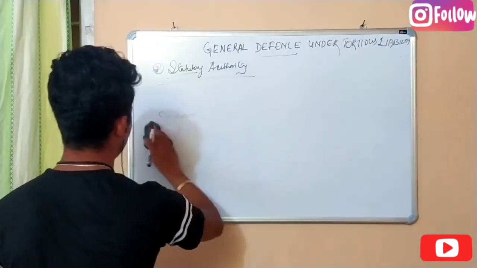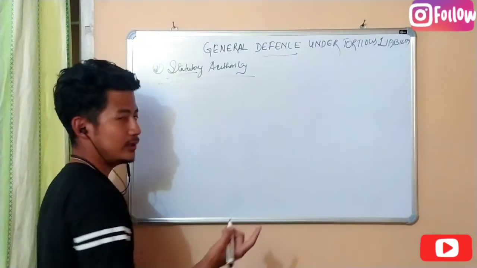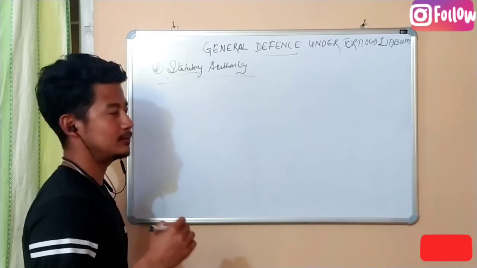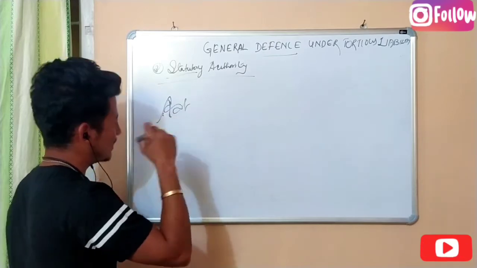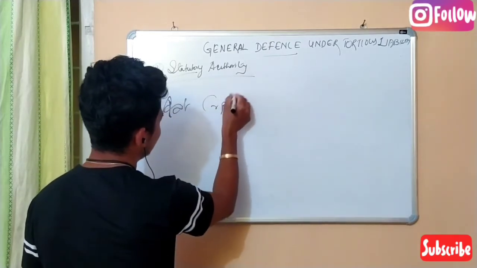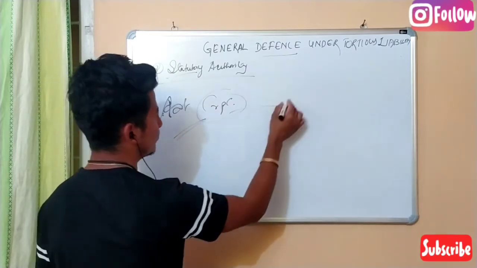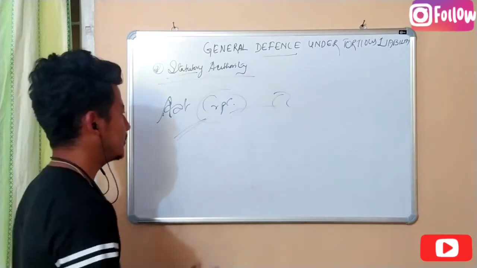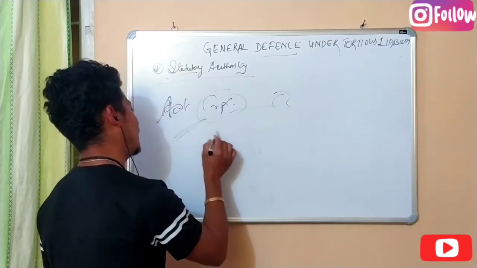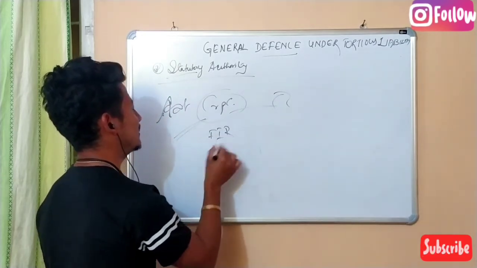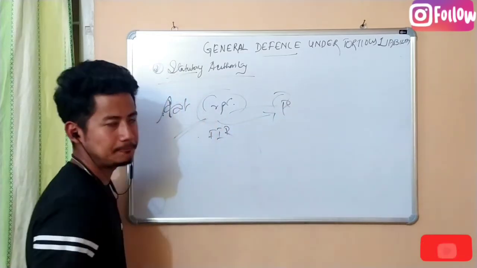So what is statutory authority? Statutory authority means the person is authorized to do a certain act by the government. What is a statute? It means an act. Say for example, the CrPC is an act. Under the CrPC, police are authorized to arrest another person, with the condition that it is a cognizable offense and an FIR has been filed.